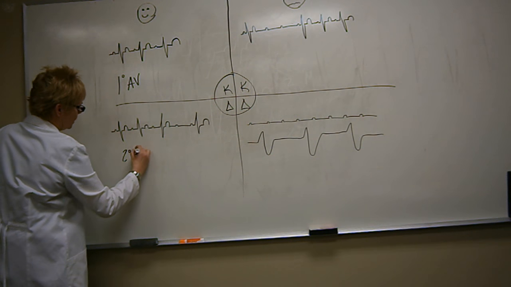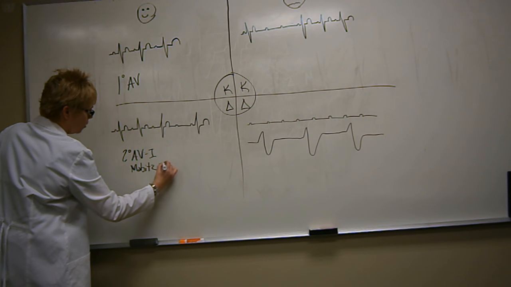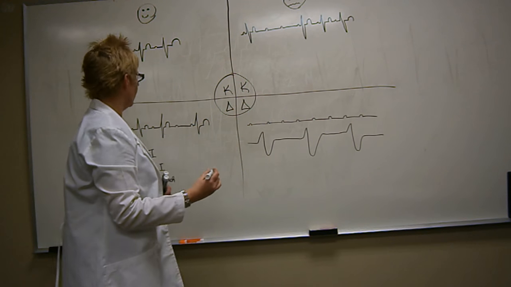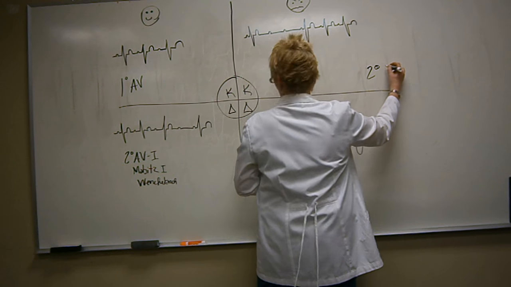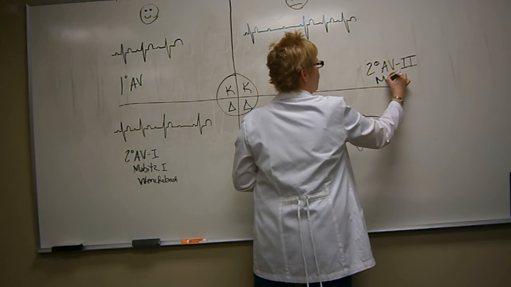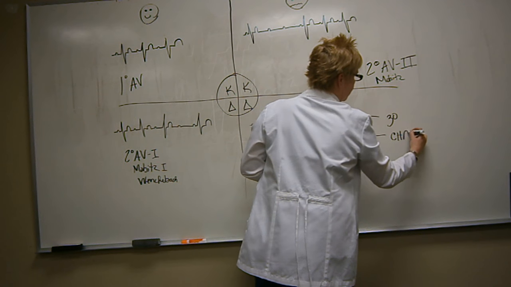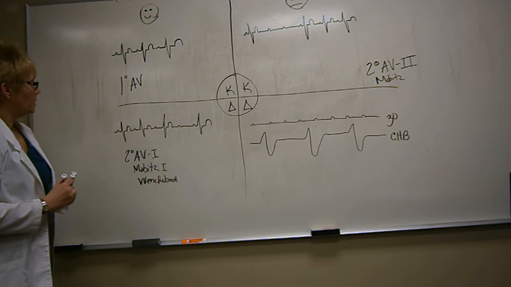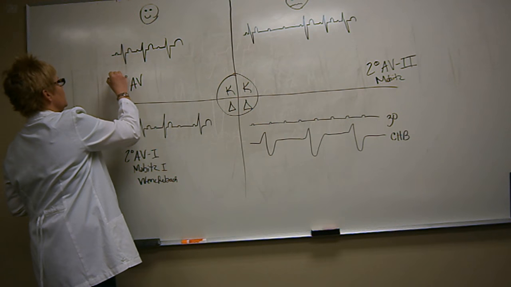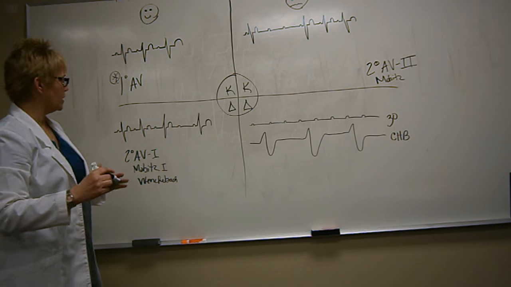This is a second-degree AV block, type 1. It's also called Mobitz 1, also called Wenckebach. Over on this side is a second-degree AV block, type 2, or a Mobitz 2. And this is third-degree or complete heart block. Okay? So, first-degree AV block is not a rhythm. Of all of the blocks, this one has the asterisk because it is not a rhythm. You have a first-degree AV block with a sinus rhythm.